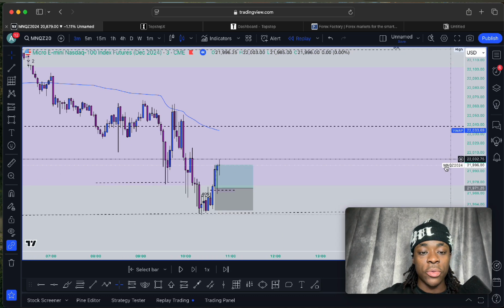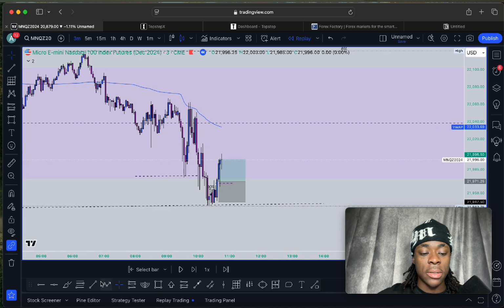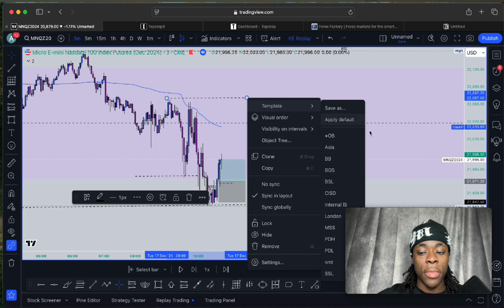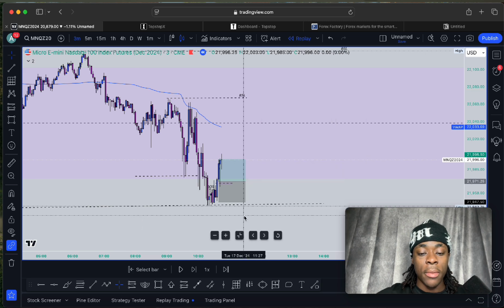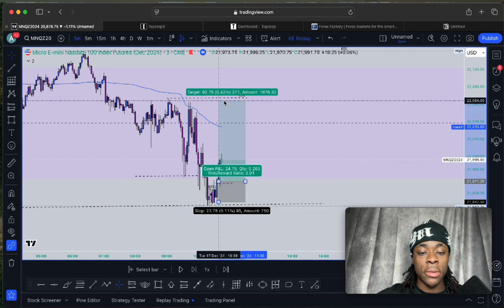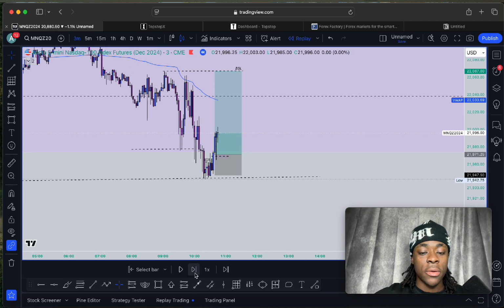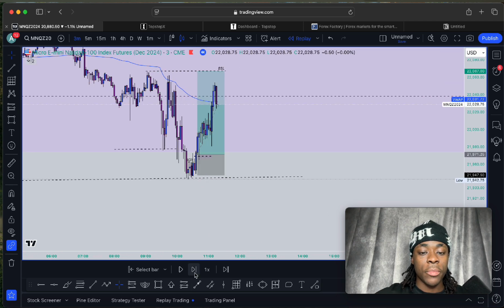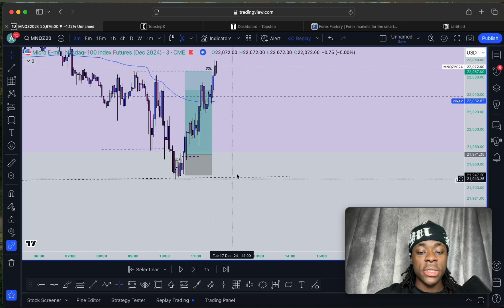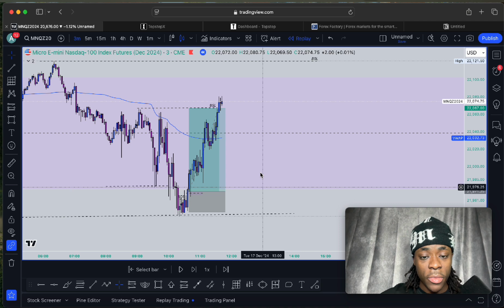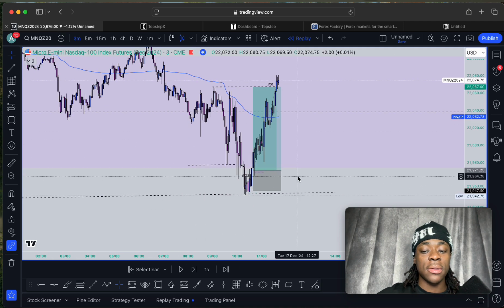And what did I do? I targeted my buy side liquidity, which will be right here. Buy side liquidity, that's 100 points. I'm in 4 contracts at this point. And we see price came and price took my take profit.